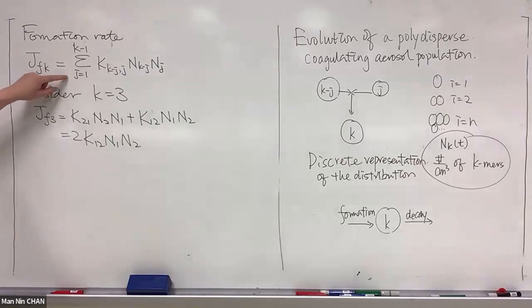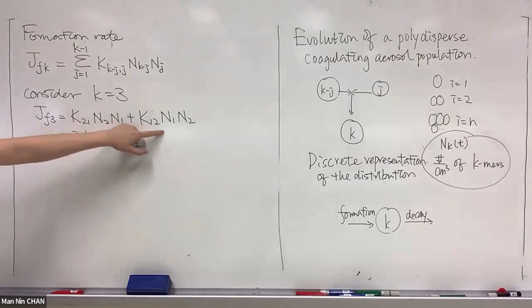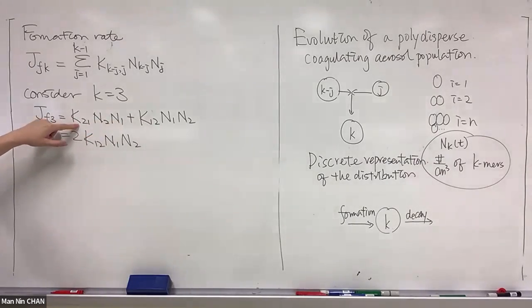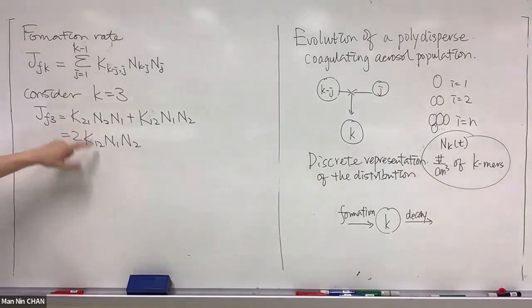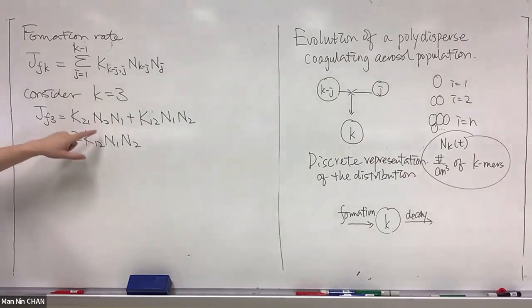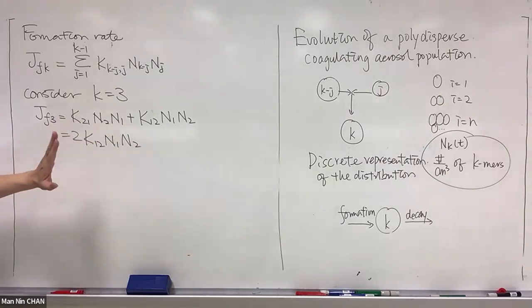So then if you're using this equation, now you can see the formation rate of your trimer will be equal to this term, because this coagulation coefficient will be equal to this one. So we just have 2 times the coagulation coefficient K_1,2, and then times the concentrations N1 and N2. So this would be the case here.